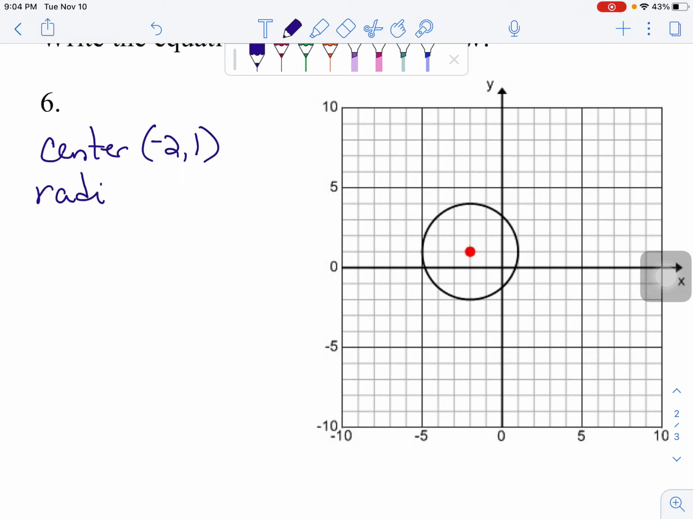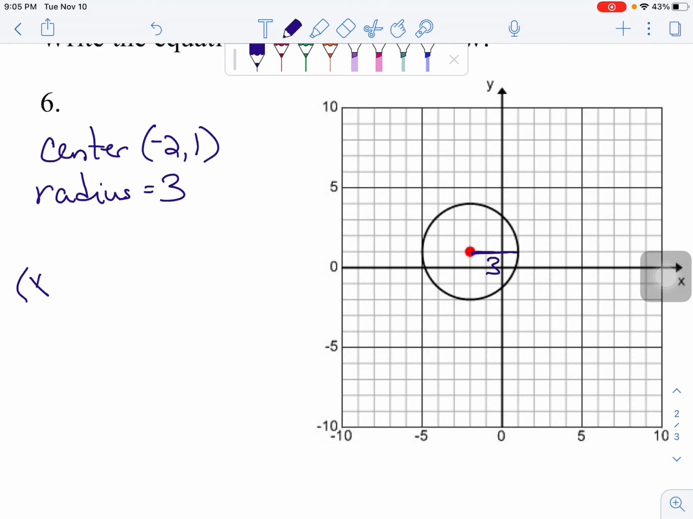and I'm going to count the radius. Again, from the center in any direction, if we count that out, 1, 2, 3 units, all right, so my radius is 3. Now for problem number 6, I'm going to go ahead and leave the answer in standard form. If it doesn't say, be a little lazy about it and just write it in standard form. All right, if it doesn't say that you have to put it in general form.